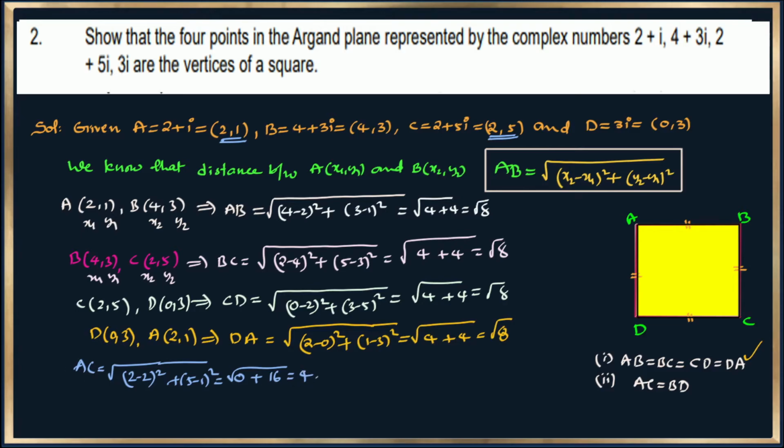And finally, the next diagonal is BD, the distance between B and D. B is (4, 3), D is (0, 3). So (0 minus 4) whole square and (3 minus 3) whole square. What about 0 minus 4? 4 square is 16. 3 minus 3 is 0. So root 16 is 4. Therefore AC equals BD. All sides are equal and the diagonals are also equal. Therefore the given vertices form a square.